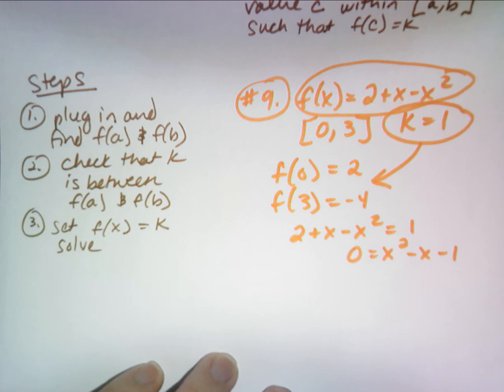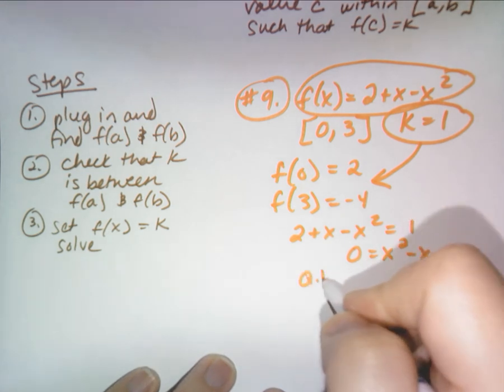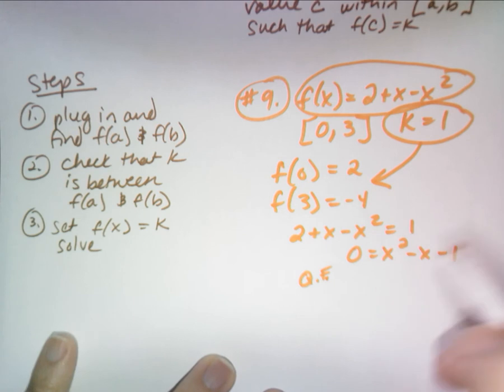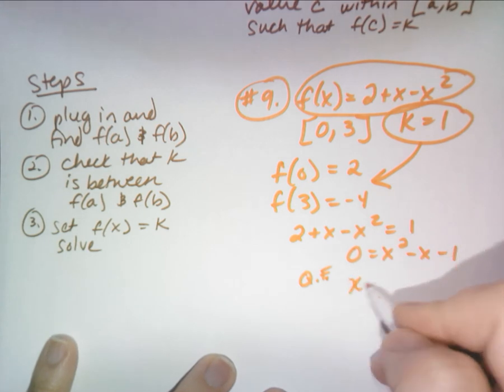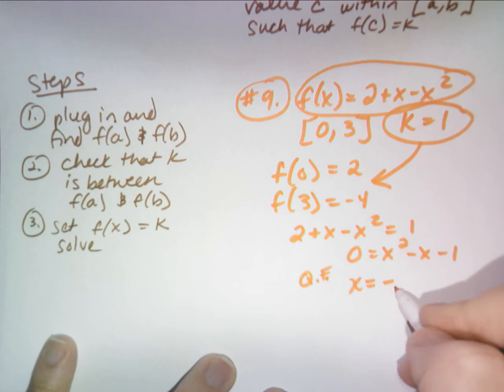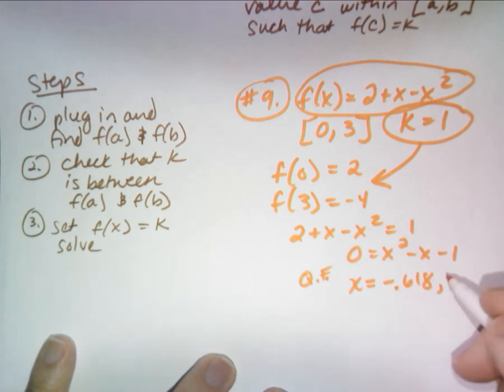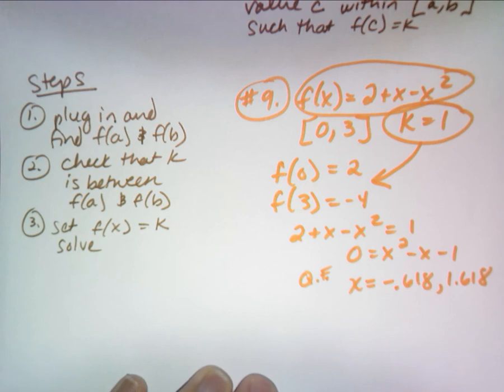Quadratic formula. I'm going to save you time because of the time of this video in the class. X is equal to negative 0.618 and 1.618. Remember, you always have 2 values for quadratic formula. Once you get your values for x, you have to do one more check and then we're done.